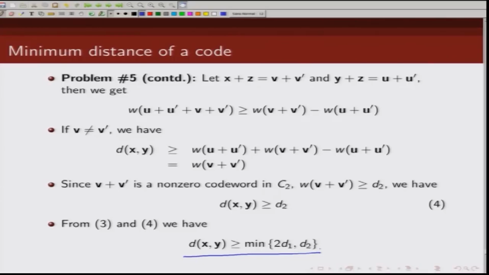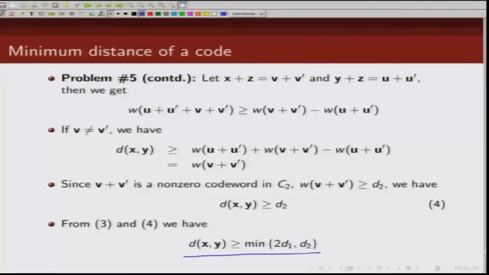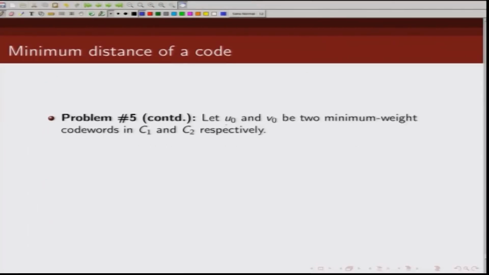Now, let us show that there exists a code whose minimum distance is indeed equal to the minimum of 2d1 or d2. Let us take two minimum weight code words in C1 and C2, let us call them u0 and v0. Now, this is a valid code word in C, and what is its minimum distance? It is 2 times d1. So if we take v0 to be the all-zero code word, what we get is u0 and u0. This is a valid code word in C, and its minimum distance is 2 times d1.